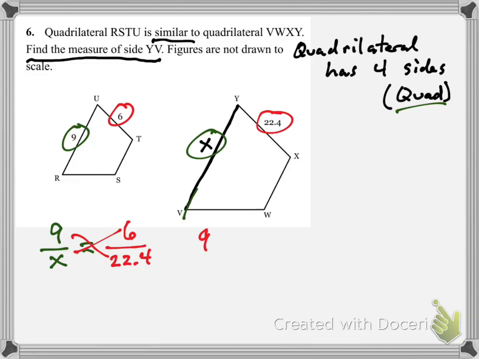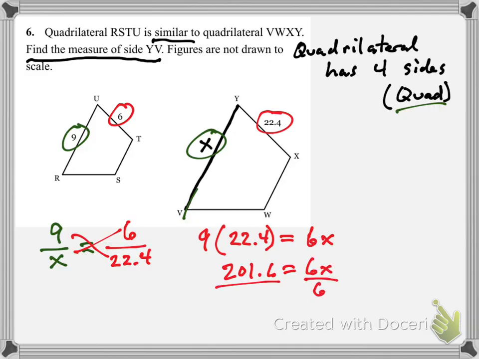Cross multiply. So I have 9 times 22.4 equals 6 times X, which is 6X. So 9 times 22.4 is 201.6 equals 6X. Now I divide by 6. So divide by 6, and I get 33.6. Okay? So, again, you're just matching up the sides and setting up proportions. Sorry about the pause on my video.